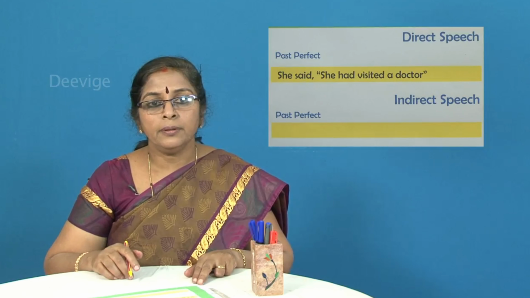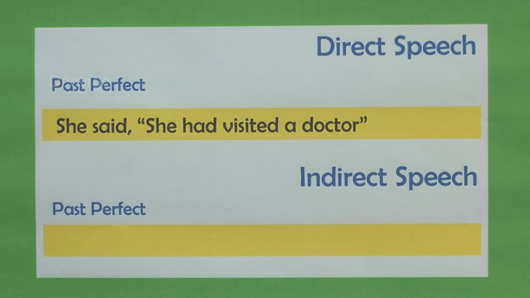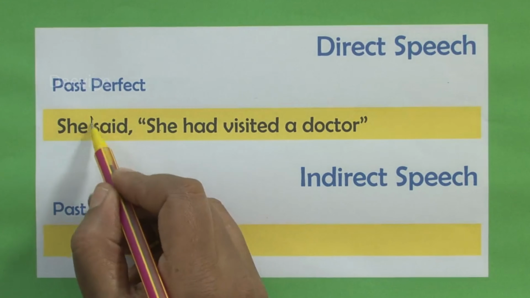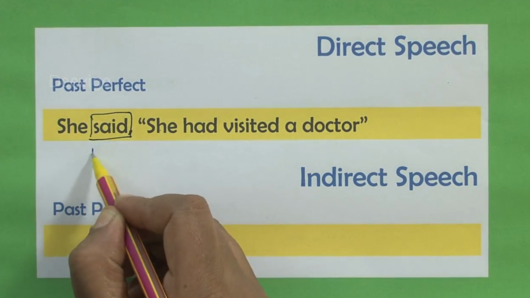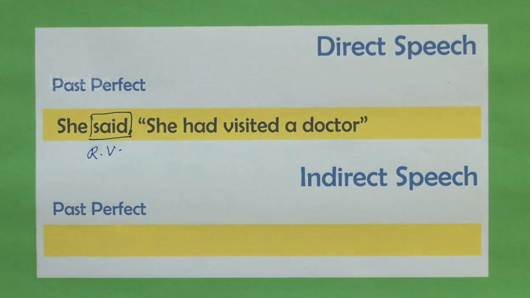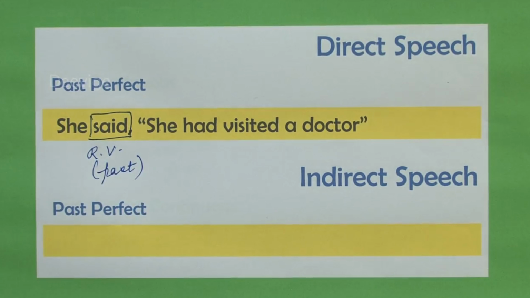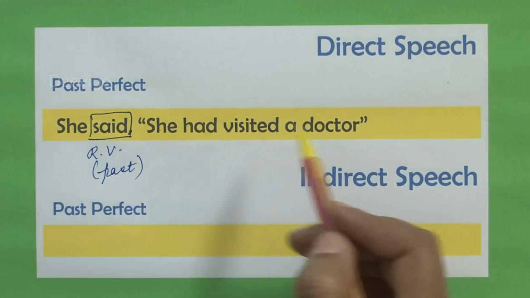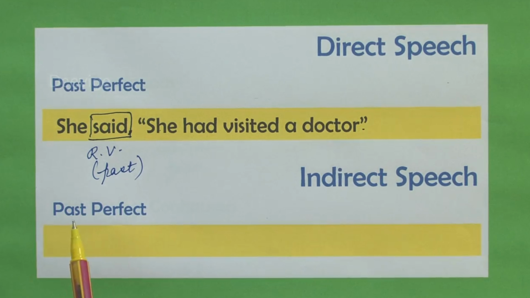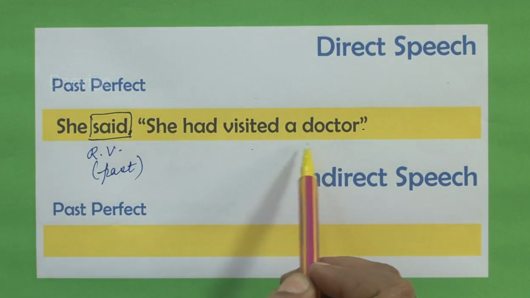The next example that we have here with us is, she said she had visited a doctor. I repeat, she said she had visited a doctor. Now, the reporting verb is said. The reporting verb said indicates past tense. Now, what is the sentence that has been given to us within the inverted commas? We have open inverted commas and we have the close inverted commas. She had visited a doctor.